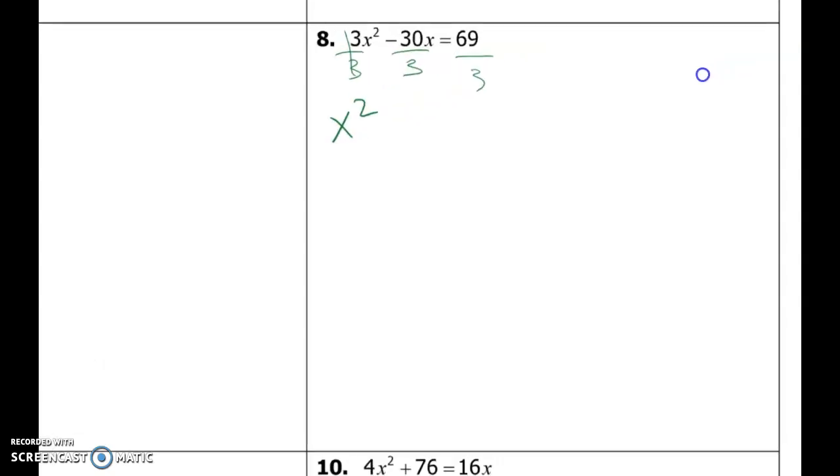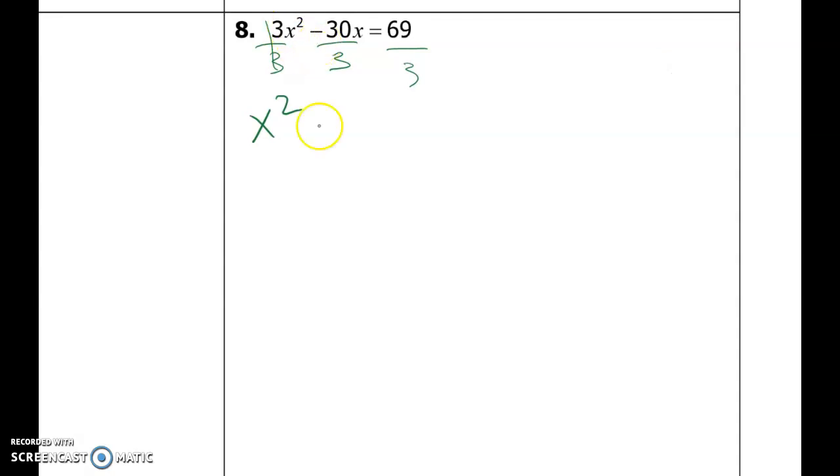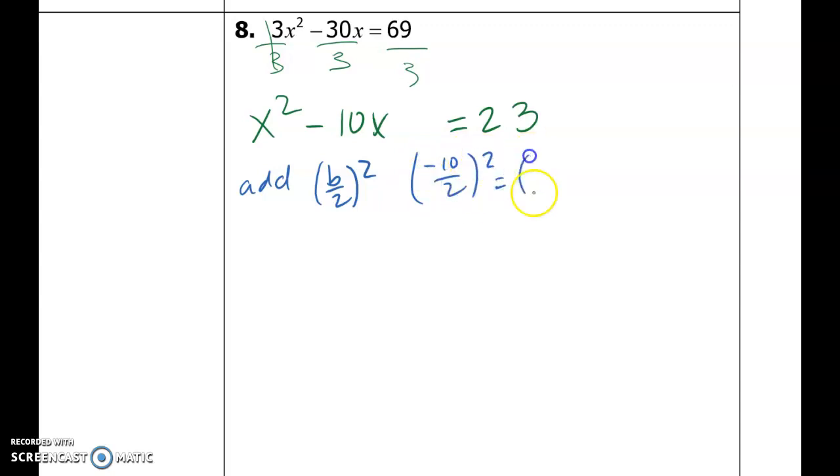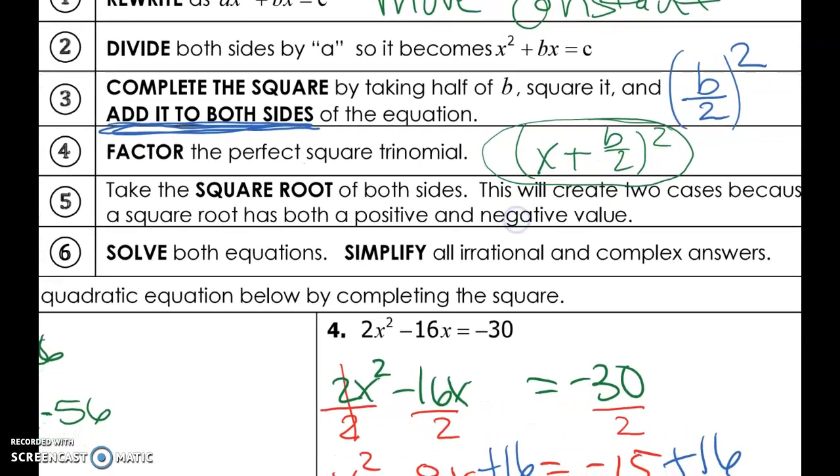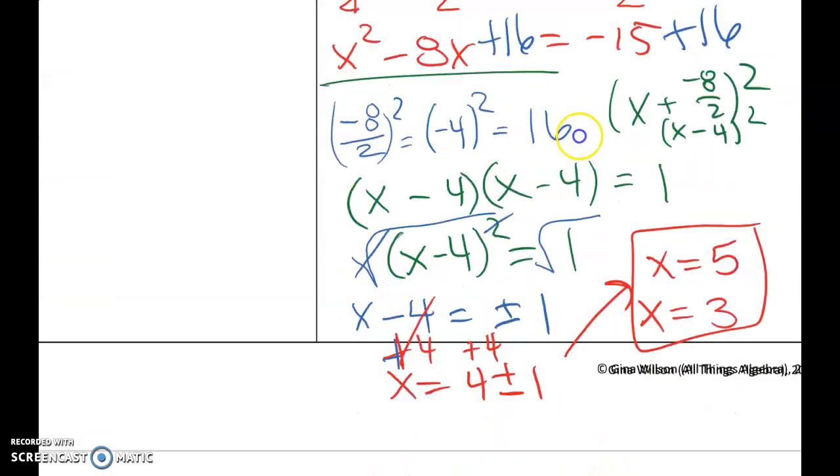x squared minus 10x equals 23. Then I have to add b divided by 2 squared. So that's negative 10 divided by 2 squared. So negative 5 squared is 25. So add 25 to both sides. Now step 4, I'm going to go back up and check what it was. Step 4 was to factor the perfect trinomial. Step 5 was to take the square root, and step 6 was to solve.